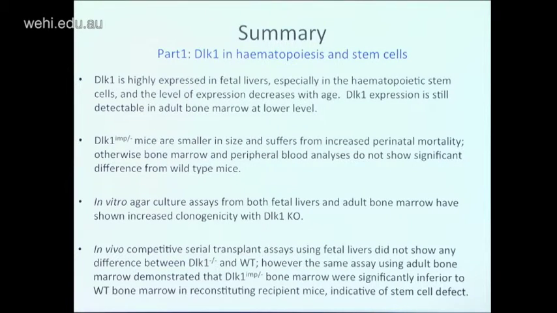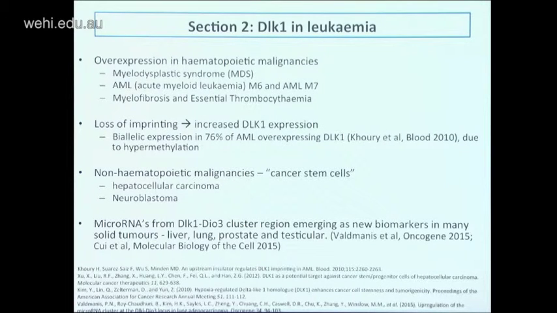So far we've talked about what knocking out Dlk1 does to haematopoiesis and stem cells. The next section is going to be about what overexpressing Dlk1 does in leukemia. In the previous publications, many of them have shown how frequently it is overexpressed in hematopoietic malignancies.